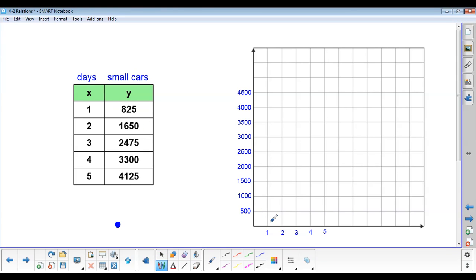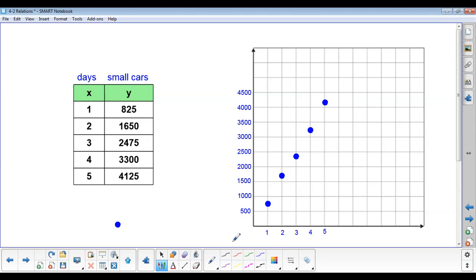So it looks like I'm starting with 1, 825. We'll put that around here. 2, 1650 is going to be about here. 3, 2475 is going to be just about 2500. 4, 3300. And 5, 4125. I'd say we did a pretty good job.